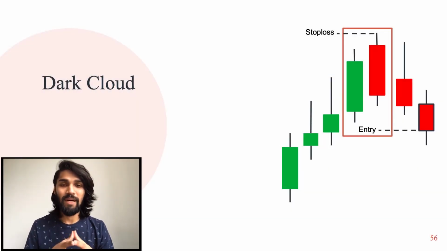In this episode, we are discussing candlestick patterns. We are going to discuss a candlestick pattern known as dark cloud. Dark cloud is opposite to piercing line.